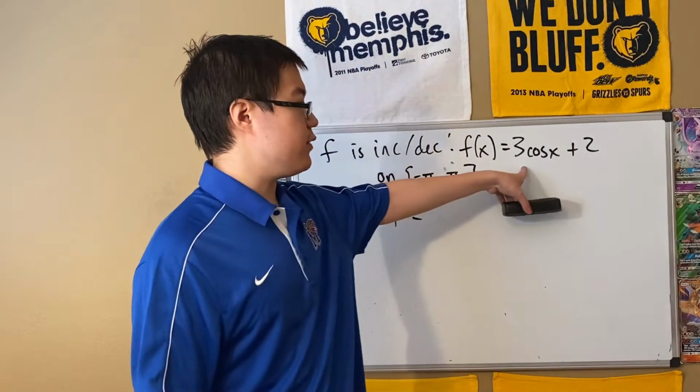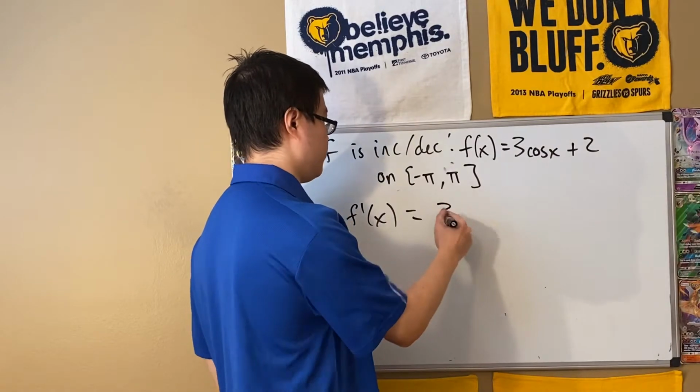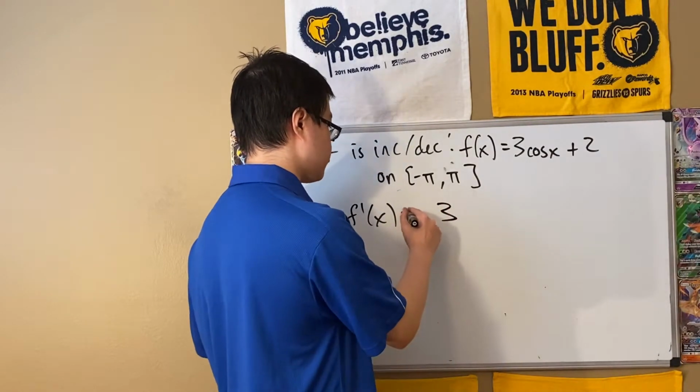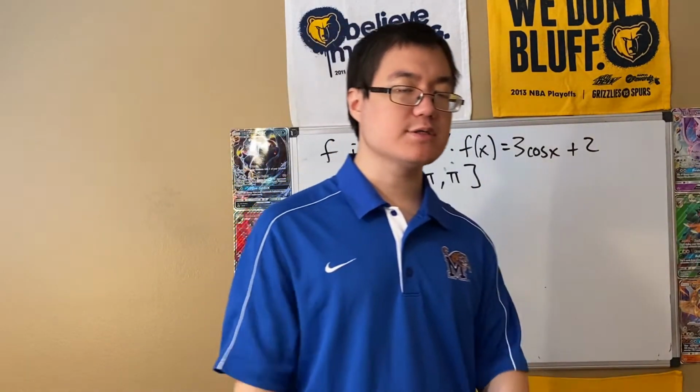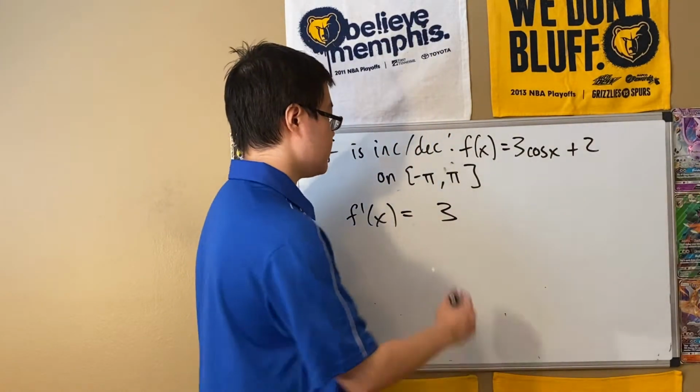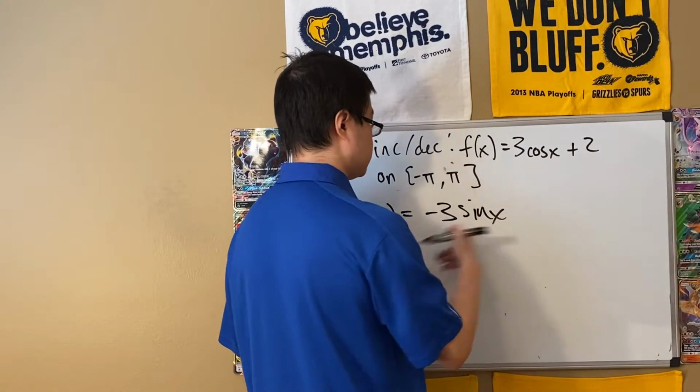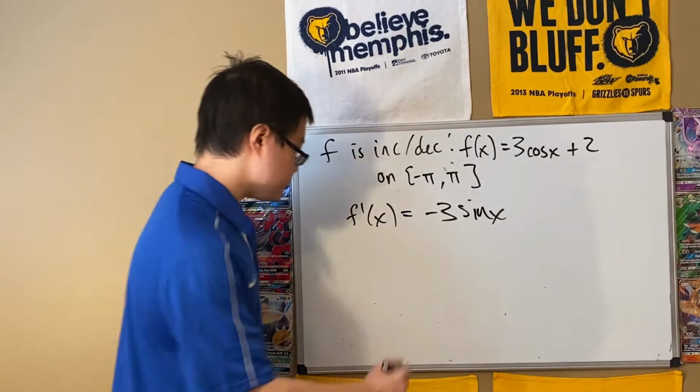Not a hard derivative. We have a 3 here, so we're just going to write the 3 down because that's how derivatives work. And then how do you take the derivative of cosine x? That's memorized as minus sine x. So it looks like I just need to draw this little graph right here.